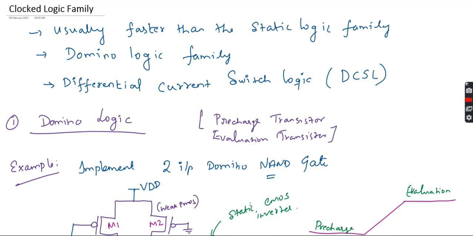The clocked logic family is usually faster than the static logic families. Here the clocked logic family has two different kinds of circuits. One is the domino logic family, and the other is differential current switch logic, shortly called DCSL. Then we studied the domino logic family, which has a general circuit.